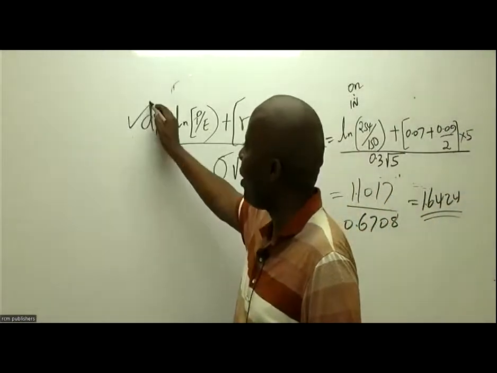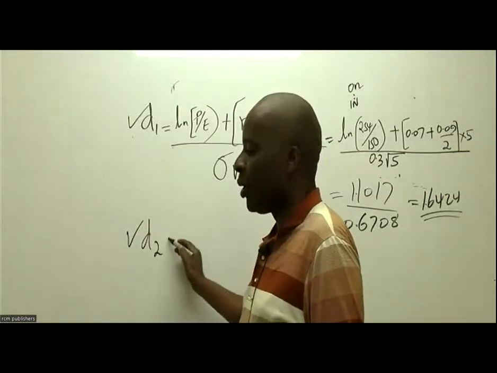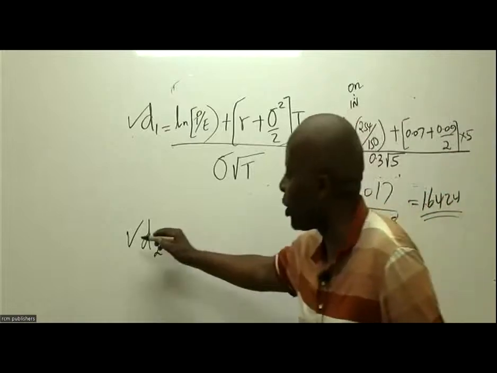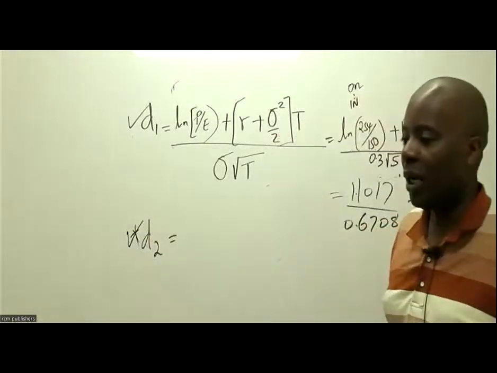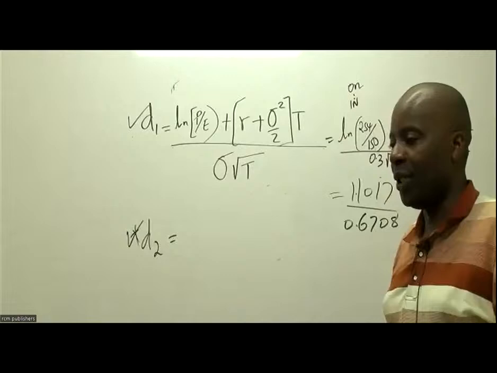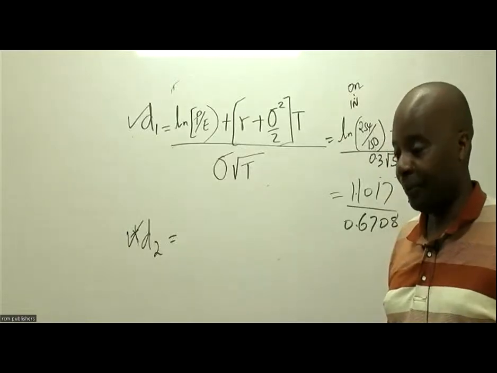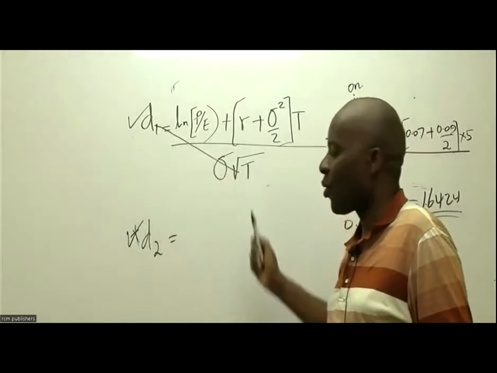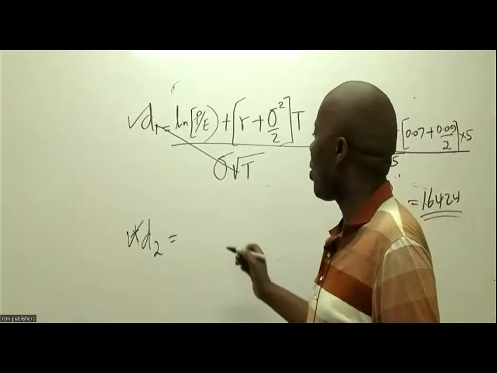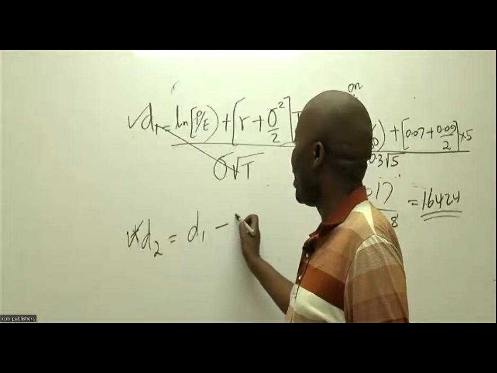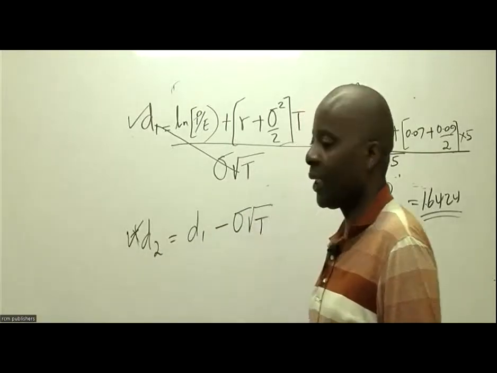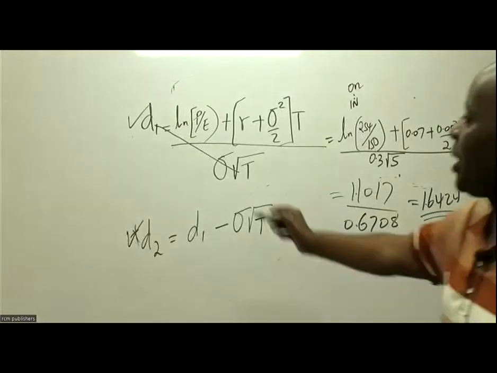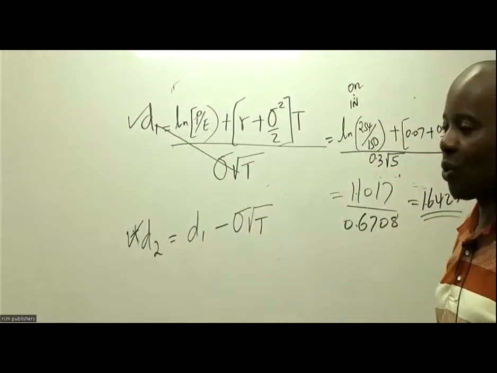So that is it. We've been able to take care of D1. Could we kindly get D2? Is there somebody who can remind us the formula of D2? How do we get D2? It will be this diagonal. So D2 equals D1 minus standard deviation root T, like that. Thank you so much. This diagonal is so important to us.